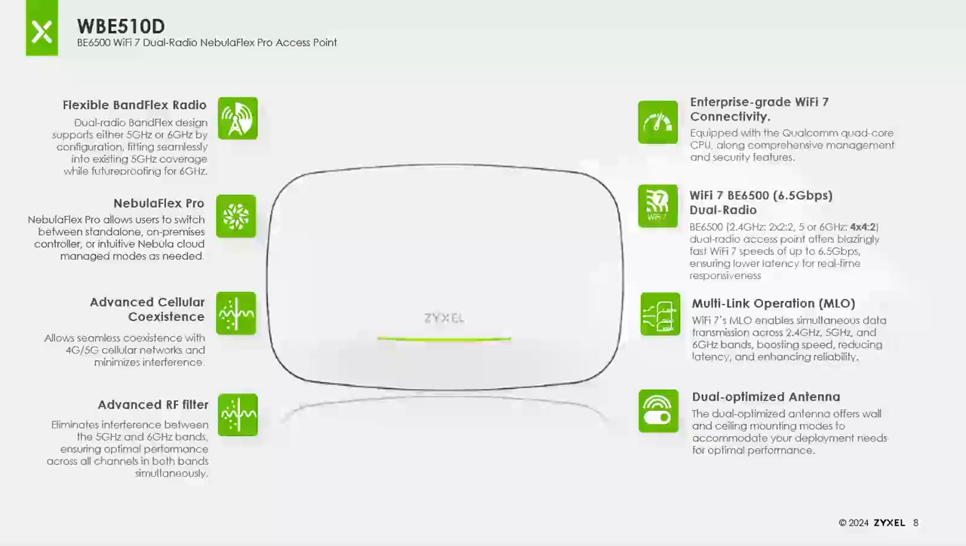This is our WBE510D. So again, BandFlex radio. It's Nebula Flex Pro. It's part of our W series here, and it provides speeds up to BE 6500. So aggregated speeds between your 2.4 and 6 gigahertz radio are 6.5 gigabits per second on the wireless network, wireless to wireless communications. It supports multi-link operation, and it supports our dual optimized antenna technology.